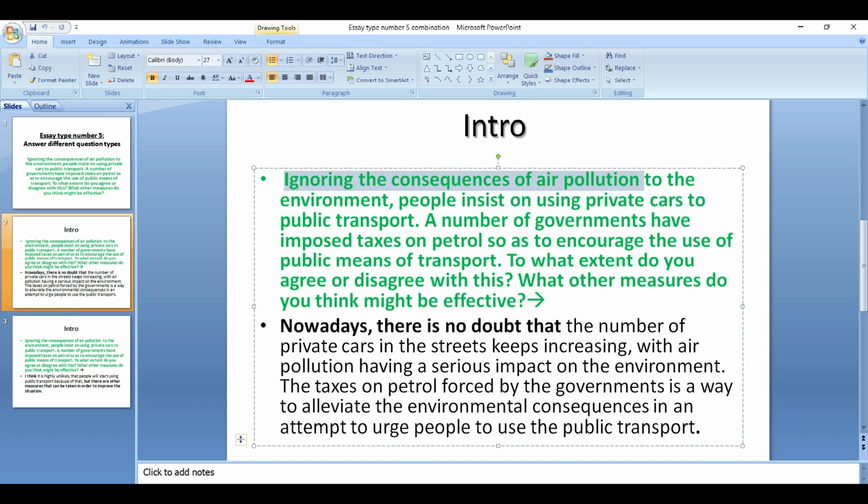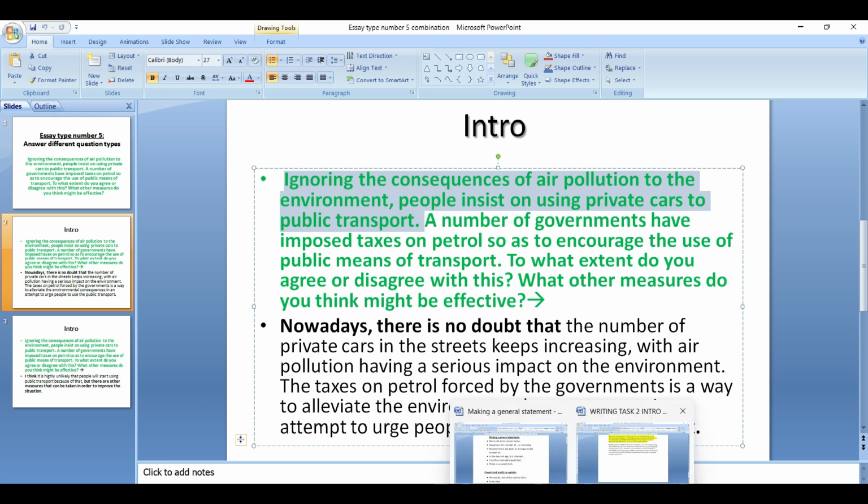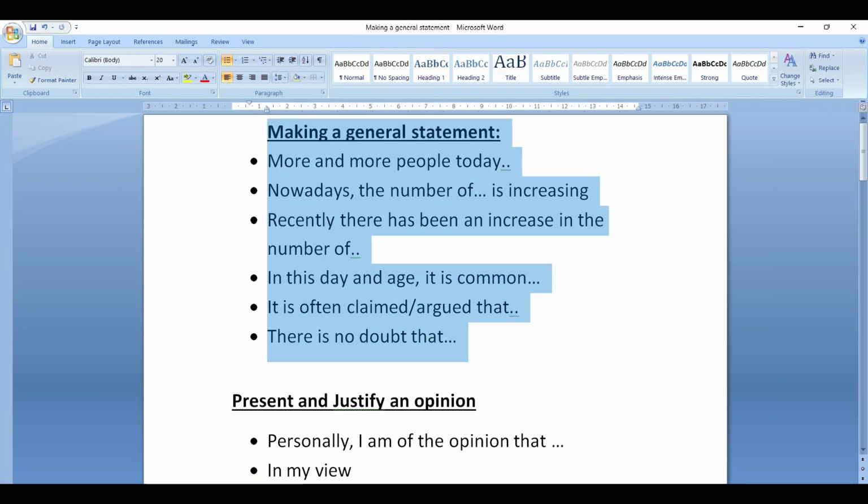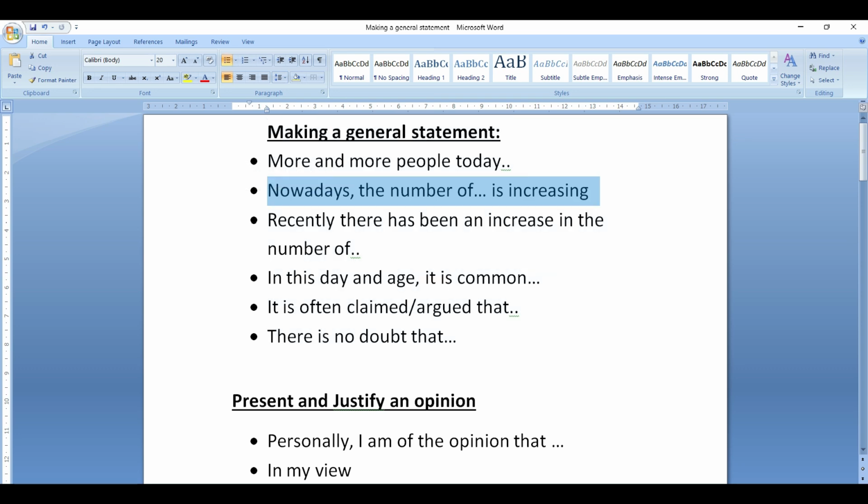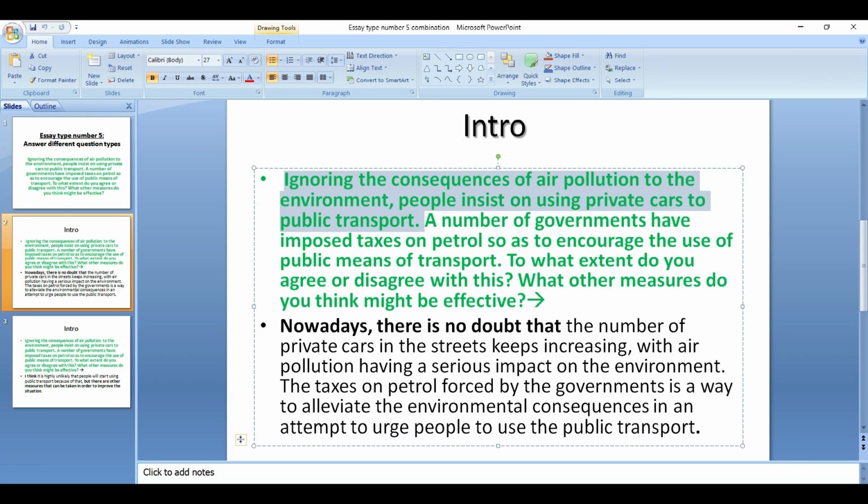Ignoring the consequences of air pollution to the environment, people insist on using private cars to public transport. I want to start again with a general statement. No matter the essay type, I start with a general statement for everything, because it helps me, right? So I go here to these expressions, and I think I will choose this one: Nowadays, the number of is increasing. Let's see. So I did that. Nowadays, there is no doubt that the number of private cars in the streets keeps increasing, with air pollution having a serious impact on the environment.